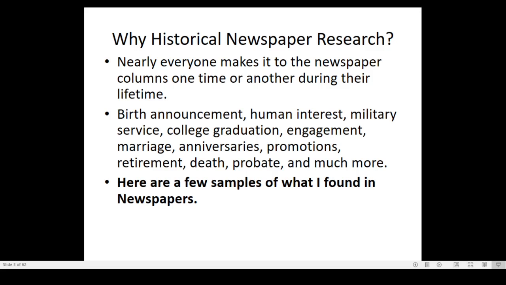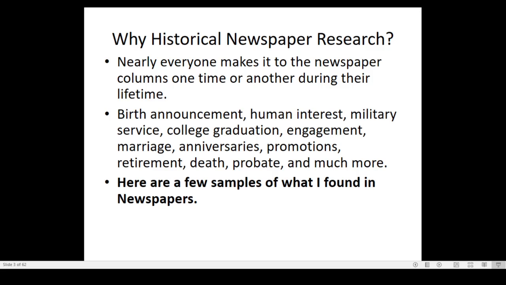What you should do when you go home, you take every one of your people in your database that got married and you go out 25 years after that marriage date and look for an anniversary announcement. And then go 50, and then 55, 60, 65, 70. You would be surprised what you would find out there. And most people never look at that.